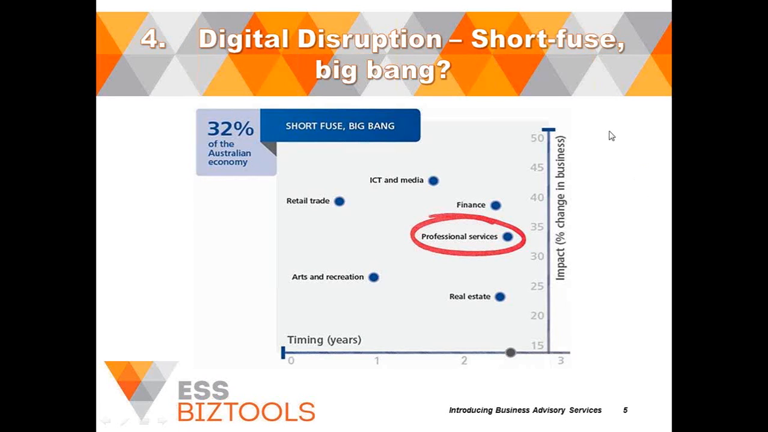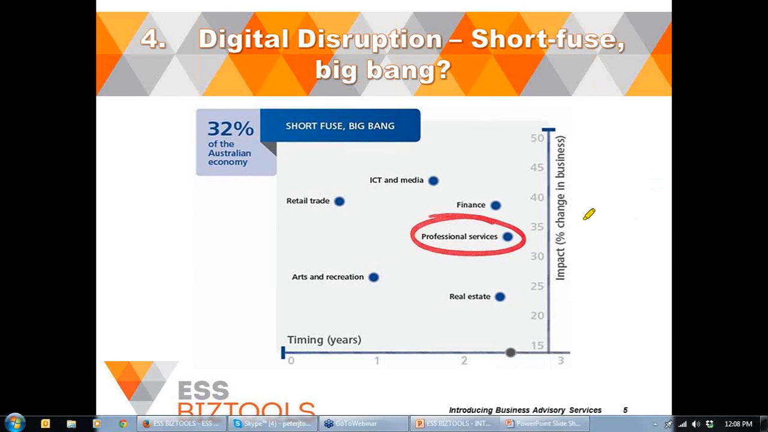It's worth having a look at the introduction to the Digital Disruption Short Fuse Big Bang report by Deloitte, where they identified the industries that were going to have the most pain in the short term over a 2 to 3 year period. Retail trade. Well, we all know what's happening in retail trade. The internet has transformed that industry. Shops are shutting down. Myer and David Jones at the big end of town are not performing as good as what the market expects them to do.